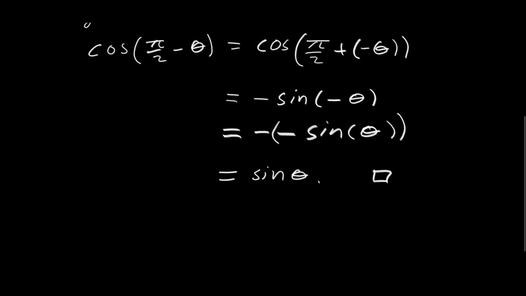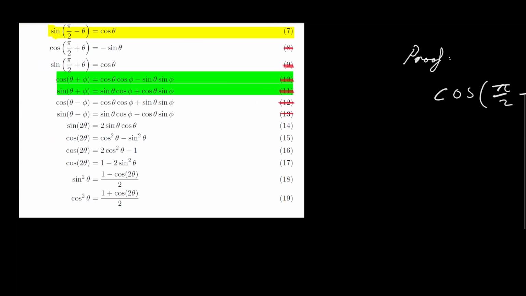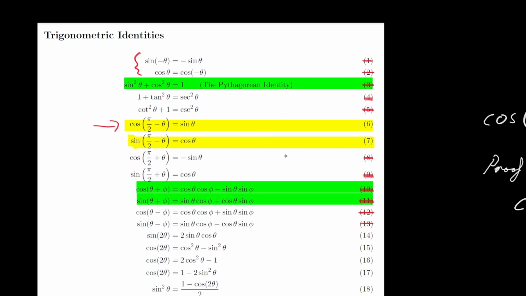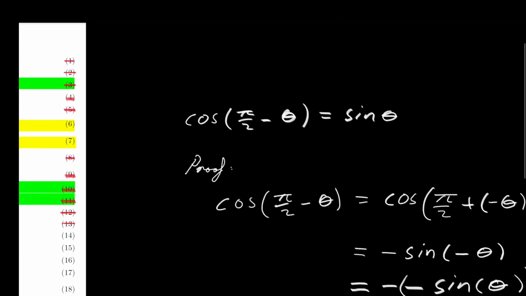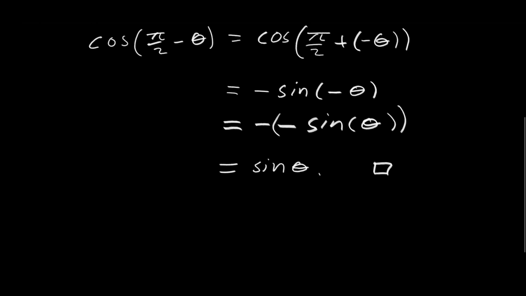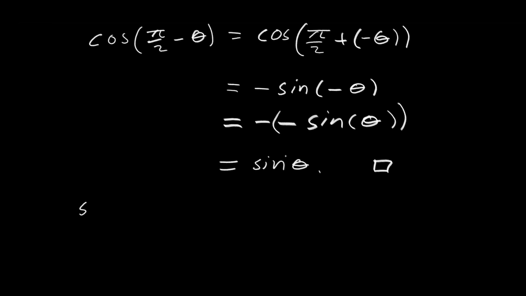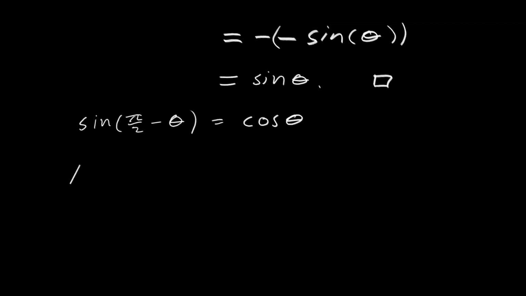Now let's do the other proof. We are now proving trigonometric identity number 7. It says that if we take the sine of pi over 2 minus some angle theta, that's equal to taking the cosine of positive theta. Now the proof will be similar. We will just apply the other coangle formula for sine.